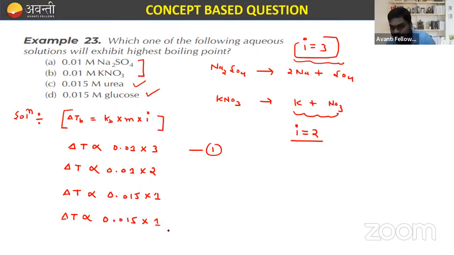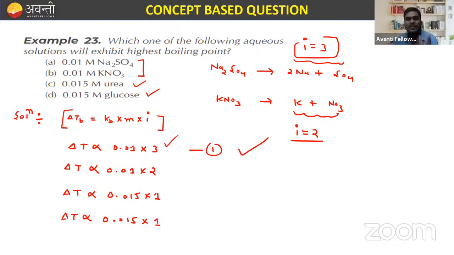So you have to find out which of these four gives the maximum boiling point. It is very simple, beta. That is this one having the larger value, because 3 into 0.1, right? Here it is only 0.15 into 1. So this will give us the maximum boiling point.